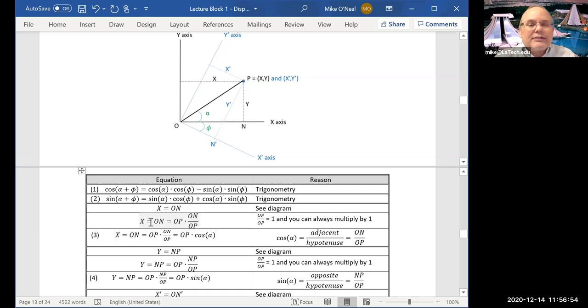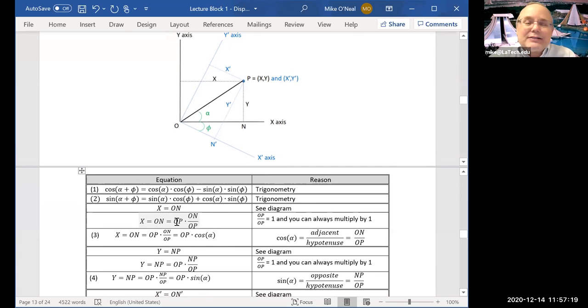So x equals ON, and if you want to, I don't know why you would want to, you could rephrase that as OP times ON divided by OP, because all you did there is multiply the value by another name for 1. Does everybody agree with that? Okay. You might be crazy for doing it, Mike, but I'm going to allow you to do it. Well, in the next step, you see, no, Mike isn't crazy.